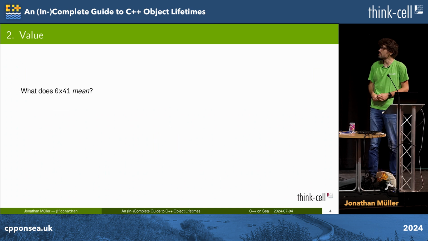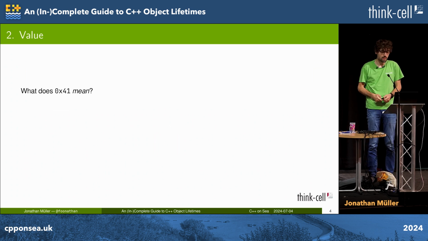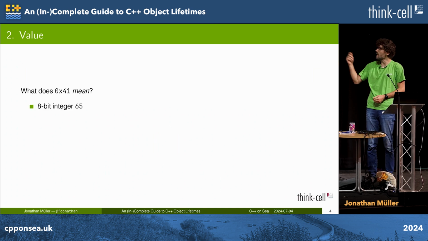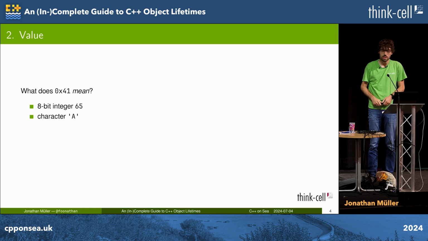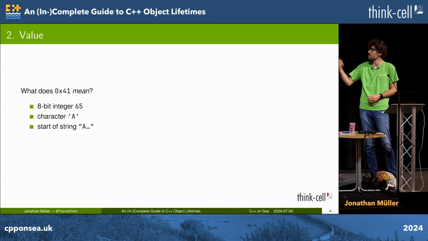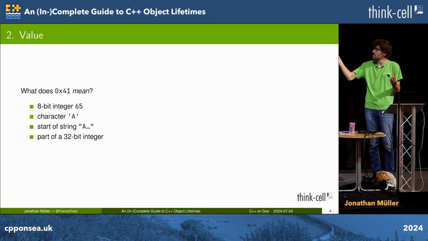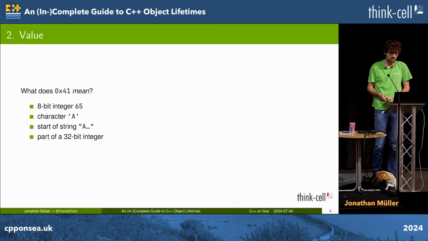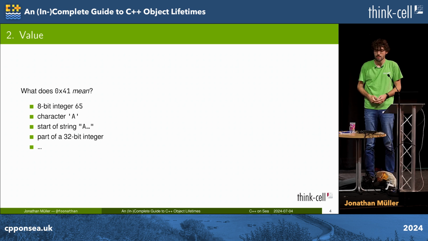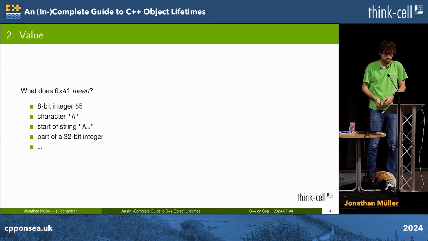Now the question about value is, what does this mean? This is the bit value it gets. It could be the 8-bit integer 65. It could be the character uppercase A. It could be the start of a string that begins with an uppercase A, and then we've got the rest of the characters in the following bytes. It could be just some arbitrary byte in the middle of a 32-bit integer, and we have to look up the surrounding context to figure out what it is, or so much more. And this is the value.